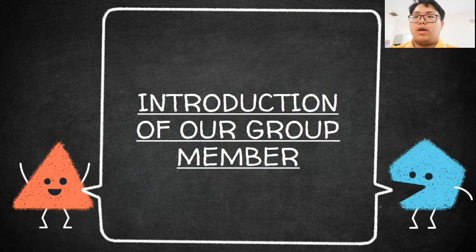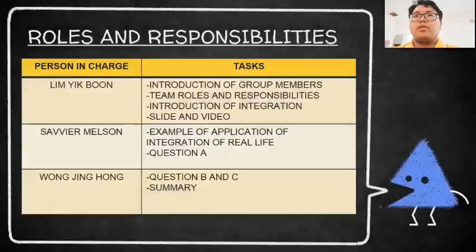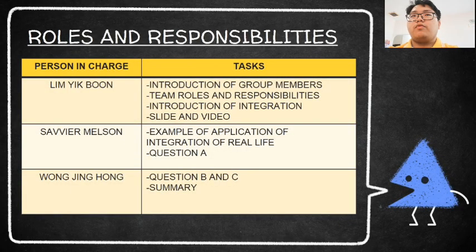Firstly is me. My name is BOON. My registration number is 01DTK21F1015. Then is Xavier MELSON, son of Johnson. The registration number is 01DTK21F1002. The last is Wong Jing Hong. His registration number is 01DTK21F1033.